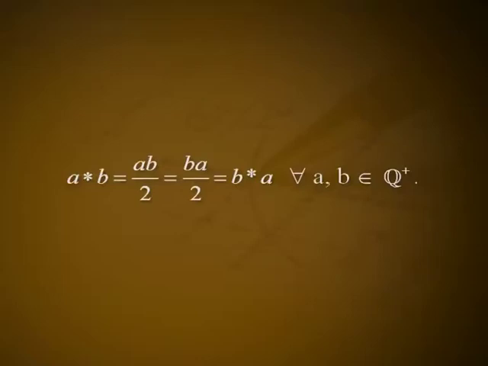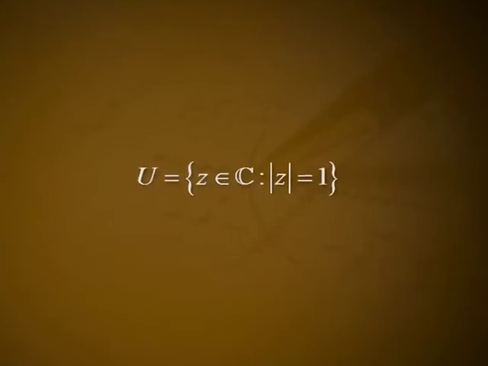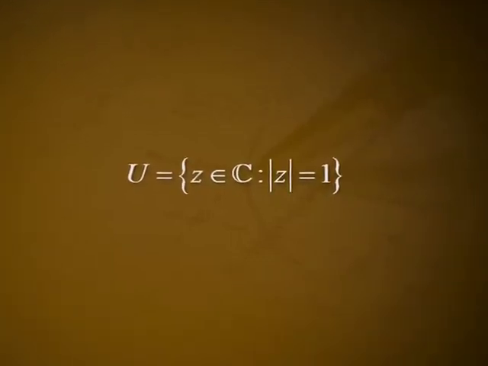G4. Commutativity. A star B is equal to AB by 2, which is equal to BA by 2, is equal to B star A for every A, B in Q plus. Hence, Q plus is an abelian group under star. Example 10. Show that U is equal to the set consisting of Z belongs to C such that mod Z is equal to 1 is a group under usual multiplication. Solution is left to the assignments.